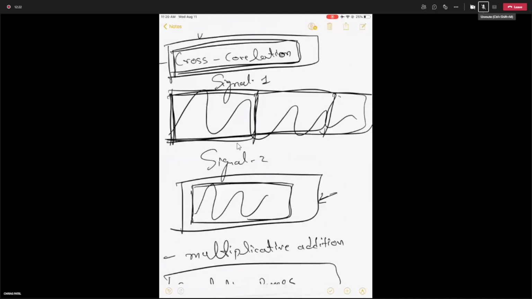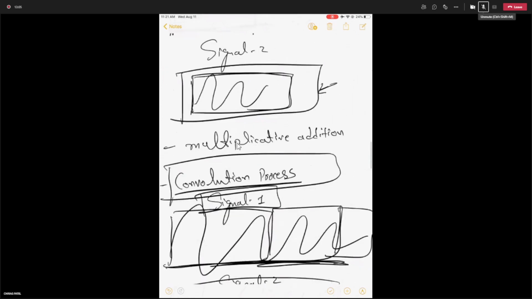What's the difference between cross correlation and convolution theory? Is there any difference? Bhavin? Because I'm going to extend this talk, you need to remember this. What's the difference between convolution and cross correlation? Bhavin, unmute your mic and answer. What was the difference between the two, or were both the same thing?